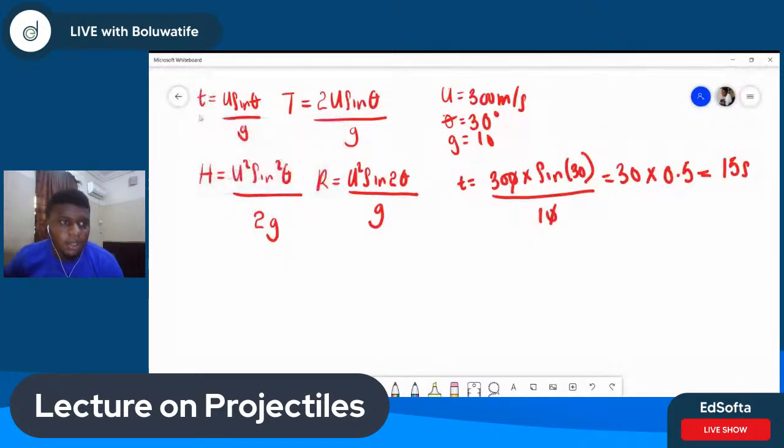So t equals to what? u sine theta over g. So we just plug in all our variables. Sine 30 equals 0.5, 0 cancels 0, and 30 times 0.5 is what? 15 seconds. So that's just that for that question.